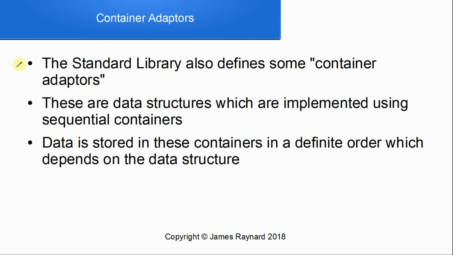There's also some things which are called container adapters. These are data structures which are implemented using sequential containers. In software, an adapter means something that makes a class look like some other class. If you've done design patterns, you may have heard of the adapter pattern. These containers are basically stacks and queues, so that means they store the data in a particular order. With a stack, the data is always added or removed from the top of the stack. With a queue, it's always added or removed from the front of the queue. And with a priority queue, it depends on the priority of the data.